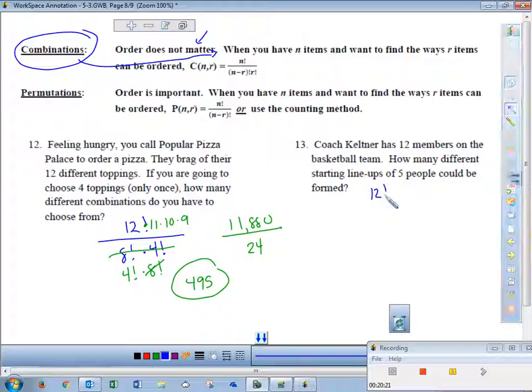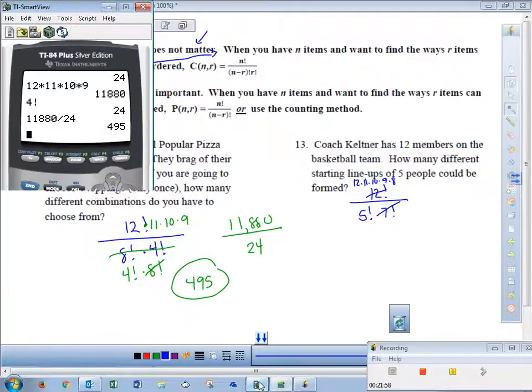12 factorial, choose 5 factorial, and then you need the leftovers, 7 factorial. These two numbers, the 5 and the 7, have to add up to be 12. So if we try to punch that in our calculator, it's probably going to have an overflow error, so that's why I do the simplify. I'm going to get rid of the 7 factorial, and this is going to be 12 times 11 times 10 times 9 times 8. I got all the way down, and you don't need the 7. So I'm going to punch that in.